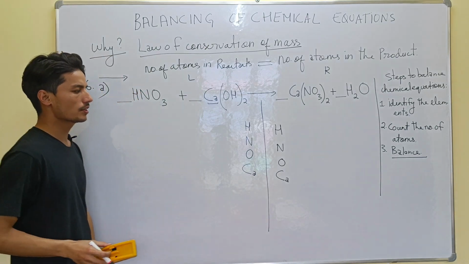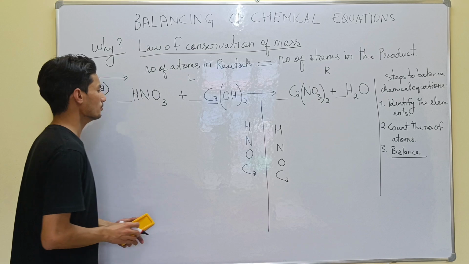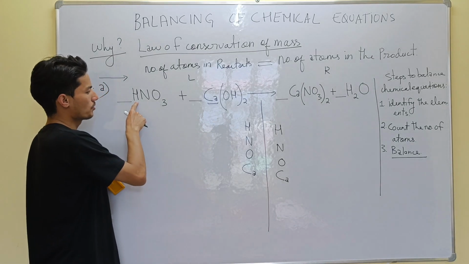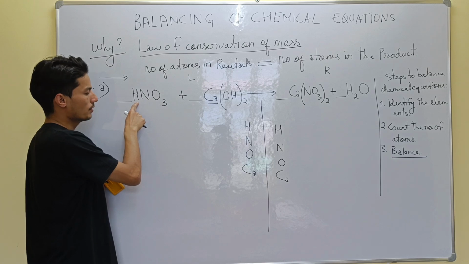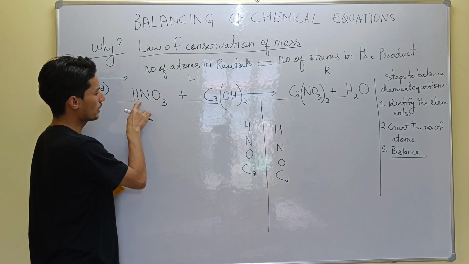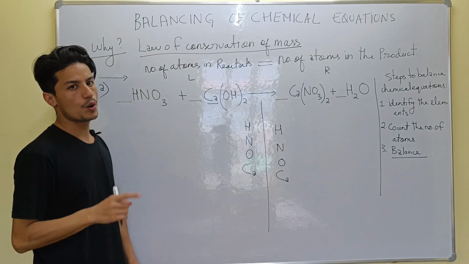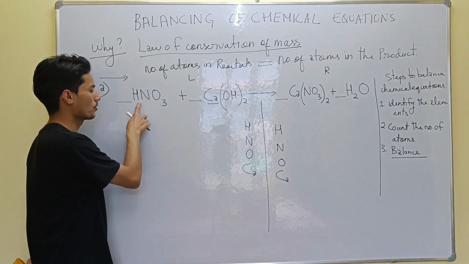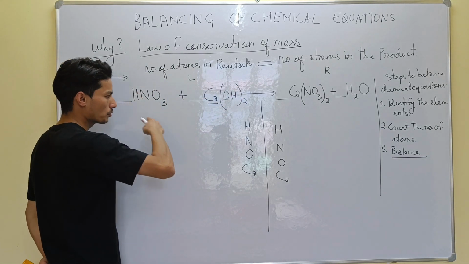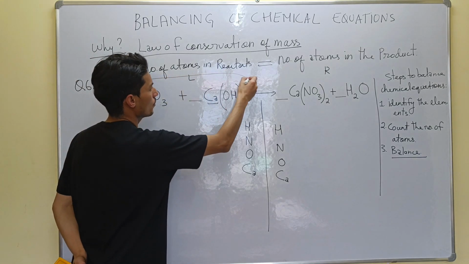Now step 1 is done. Now we go to step 2: count the number of atoms. So let's count here. Let's start with hydrogen. How many hydrogens here? We see 1 here. I told you earlier also that you have to look at the number below. If you don't see any number, it means there is only 1. So 1 hydrogen here. But we have to look at the entire reactant, so we have to look at this whole thing.